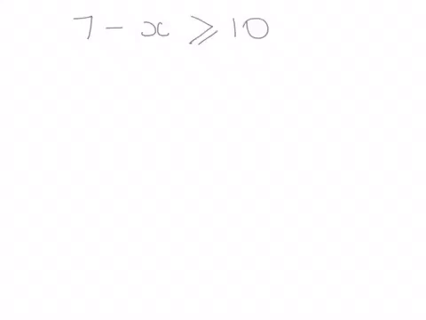In this inequality, there's a slight difference, but we'll start the same as always. We've got a 7 and a minus x on one side. We want to get the x by itself, so we're going to get rid of the 7. Do the same to both sides, and then I'm left with minus x is greater than or equal to 3.